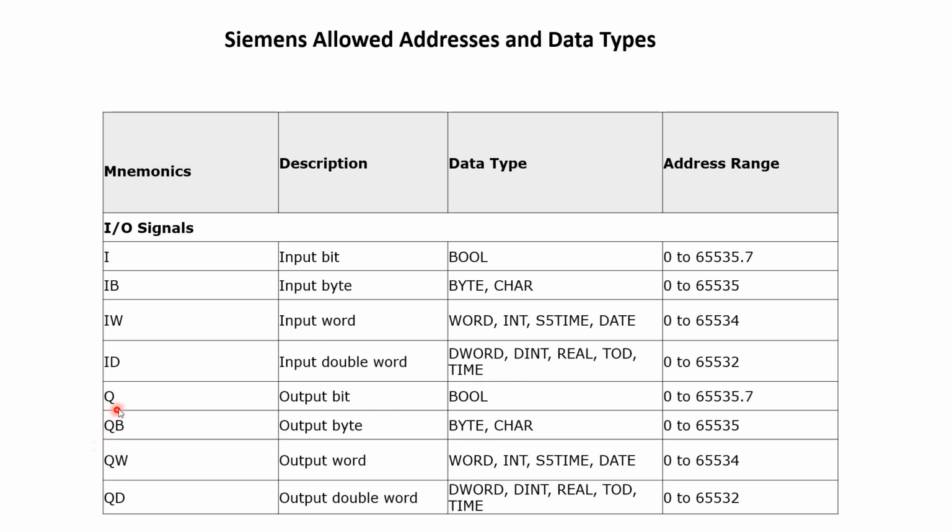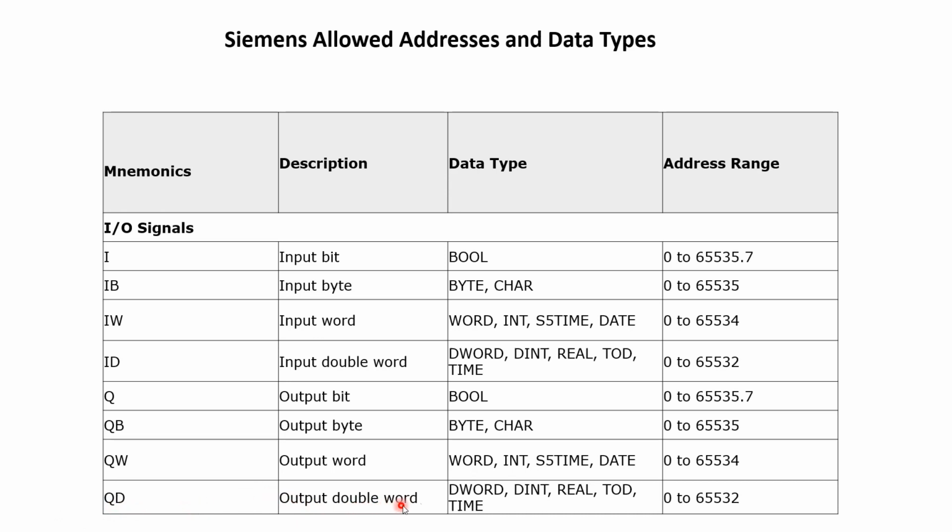Q is for output bit. Remember, an output bit is 1 or 0, true or false. It can be bool data type. This is the range also. QB is an output byte, character and byte. This is the range. QW again is output word, again addresses word, integer, S5 time, and date.